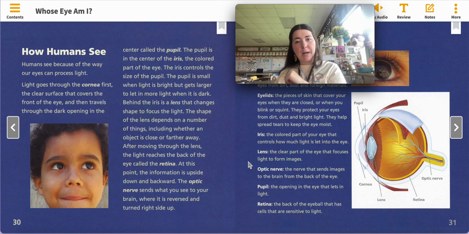And now your job is to draw a picture of your favorite animal eye that you saw and make sure you label it with what animal it is. So if you want to go back in the story and find the one you're looking for to draw that picture, go ahead.